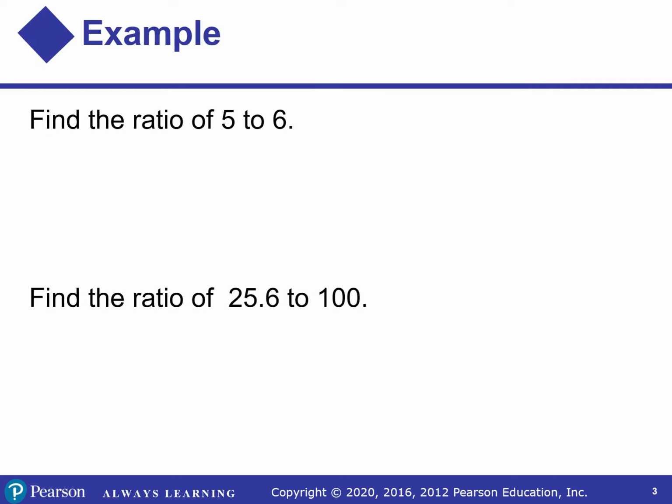So for example, find the ratio of 5 to 6. Again, this word "to" means fraction. So the ratio of 5 to 6 would be 5 over 6, or we could write 5 colon 6. These three expressions mean the same thing: 5 to 6, 5 over 6, 5 colon 6. So this is just notation.